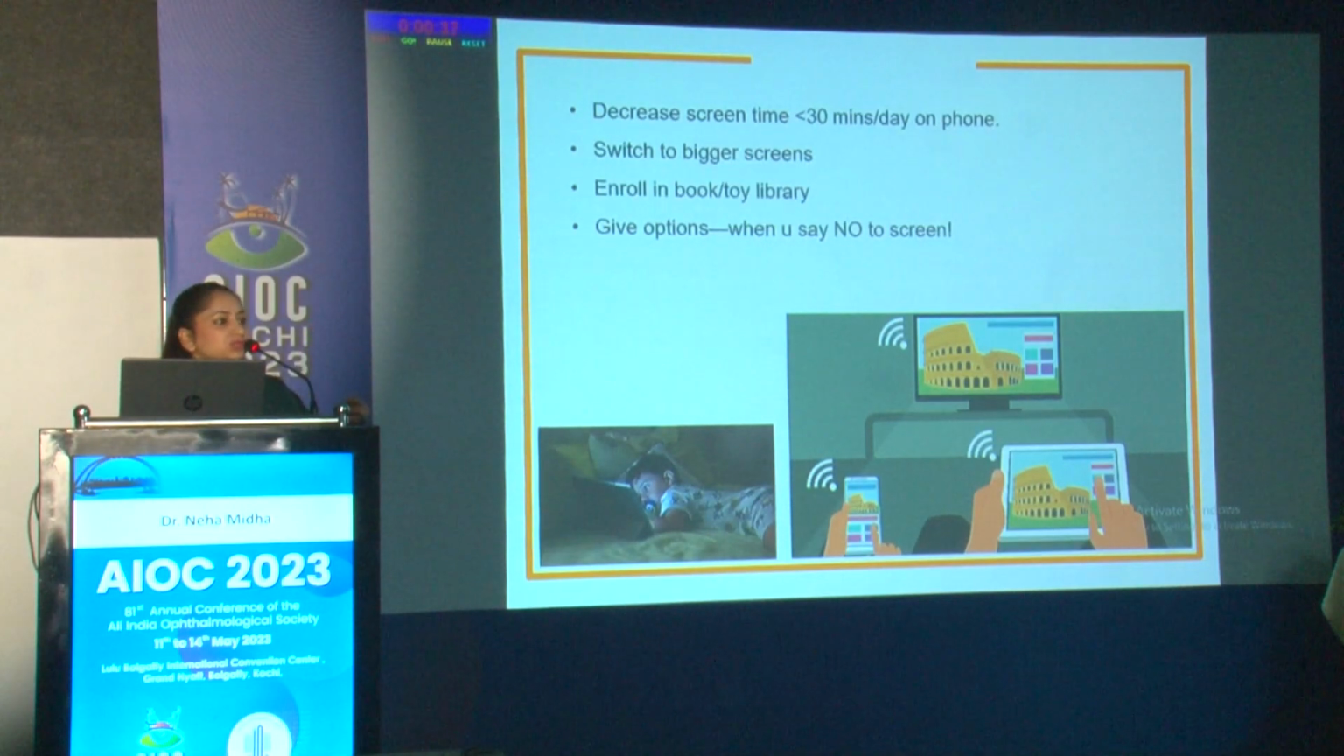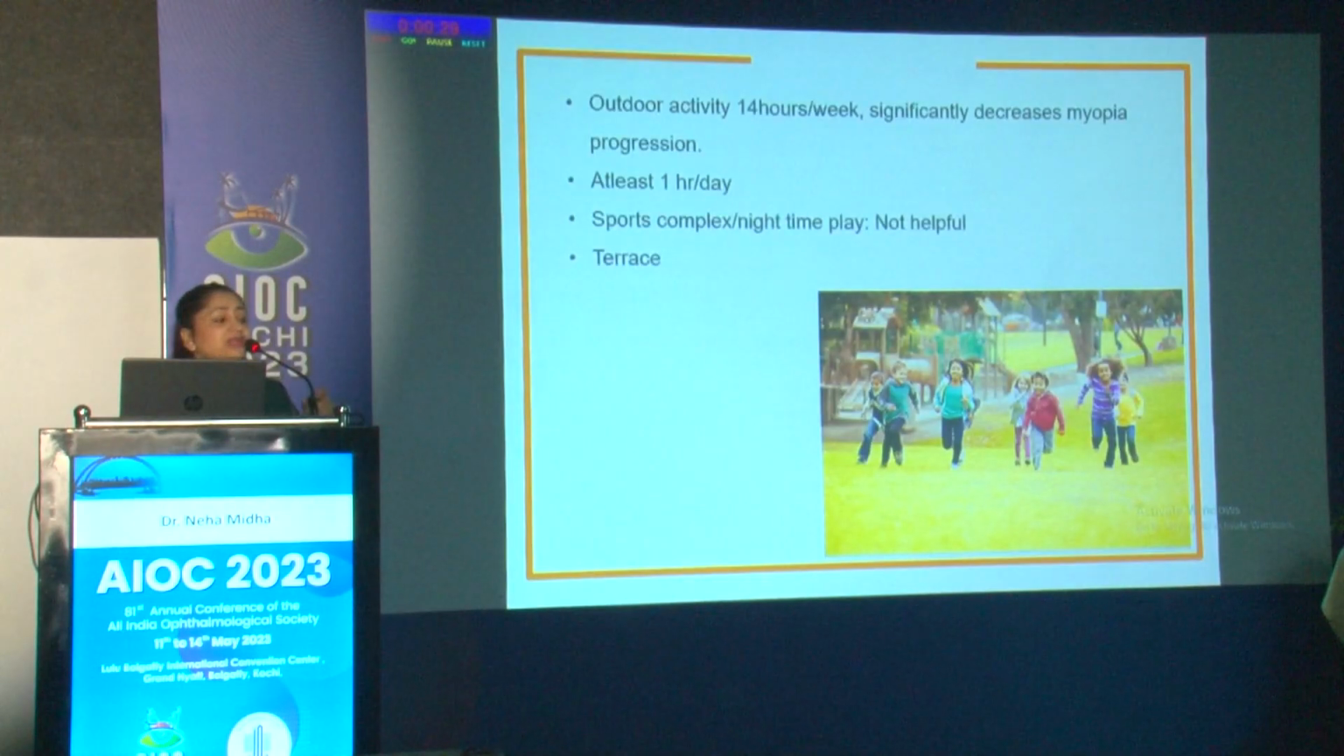But then what to do? You have to tell the parents as well as doctors what to do if you're not giving them phone. And then outdoor activity of approximately 14 hours per week has been shown to significantly decrease myopia progression by 33%. And if not 14 hours, then at least 1 hour per day is highly recommended.